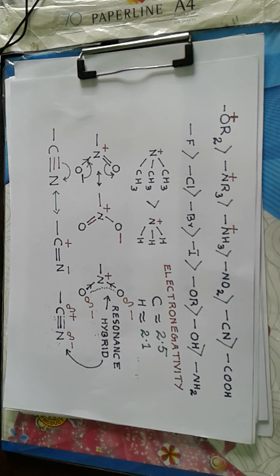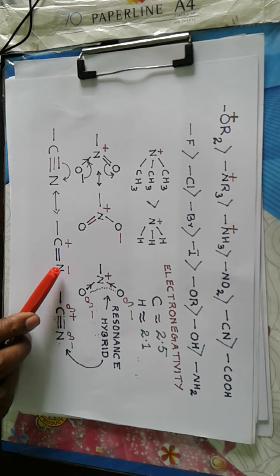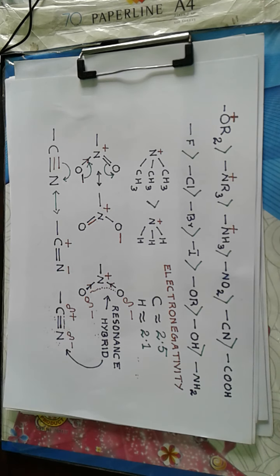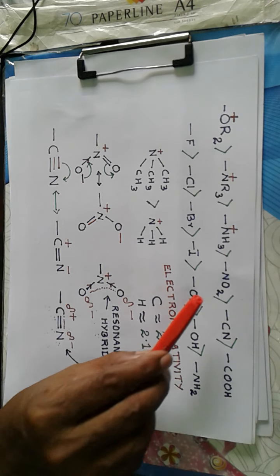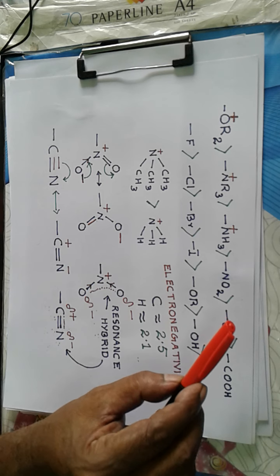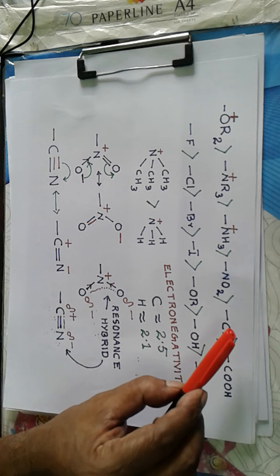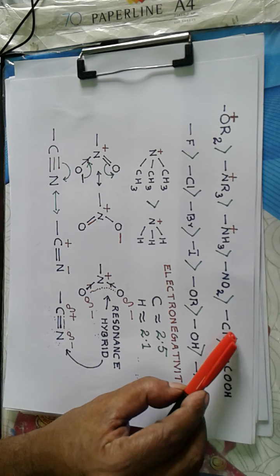Then comes the cyano group. It is C triple bond N, and again it is a resonance hybrid of C double bond N negative and C positive. So we can say there is a partial positive charge over carbon. But when we compare the nitro group and the cyano group, the atom directly bonding with the carbon chain is carbon here, but there is nitrogen here.